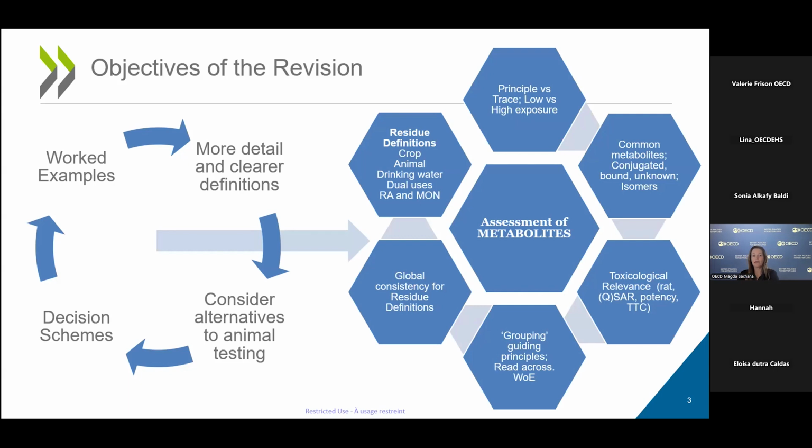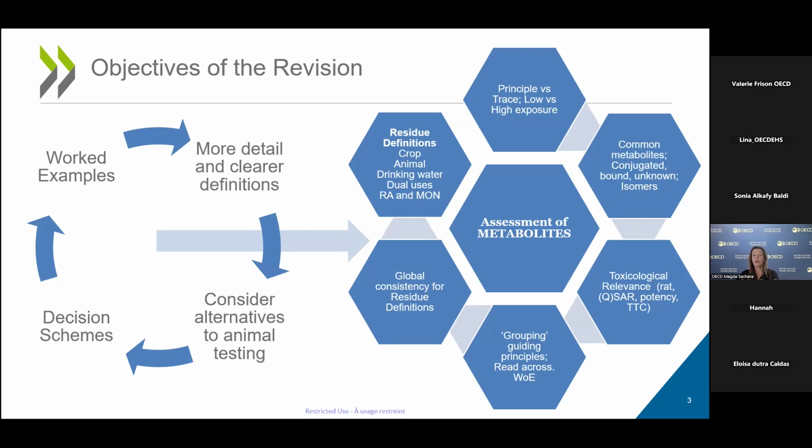And you can appreciate from this figure that the assessment of metabolites is very complex. It involves lots of definitions like principal versus trace residues, low versus high exposure. We have the common metabolites, but also conjugated bound metabolites, isomers. All these had to be defined in the guidance.